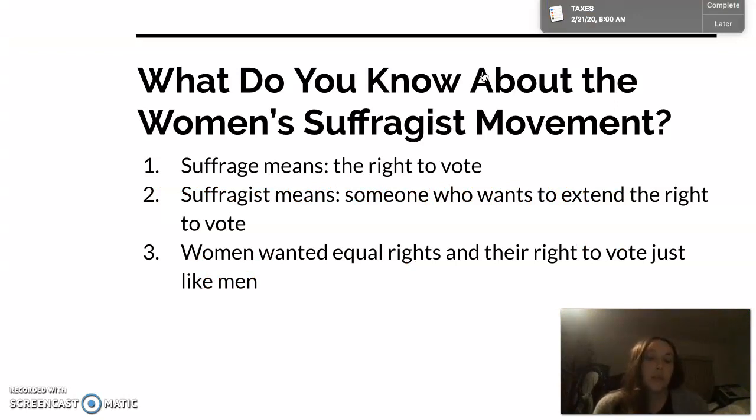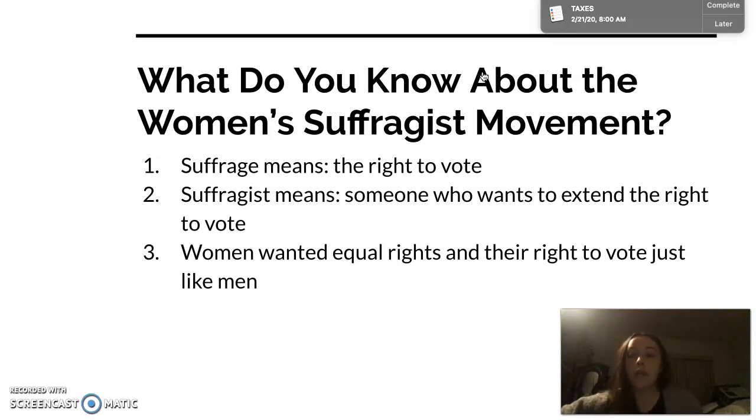Can somebody read the first line for me again? Awesome. So suffrage means the right to vote. Number 2, can somebody read number 2 for me? All right, awesome. Perfect. So suffragist means someone who wants to extend the right to vote. That was definitely the women during that time.